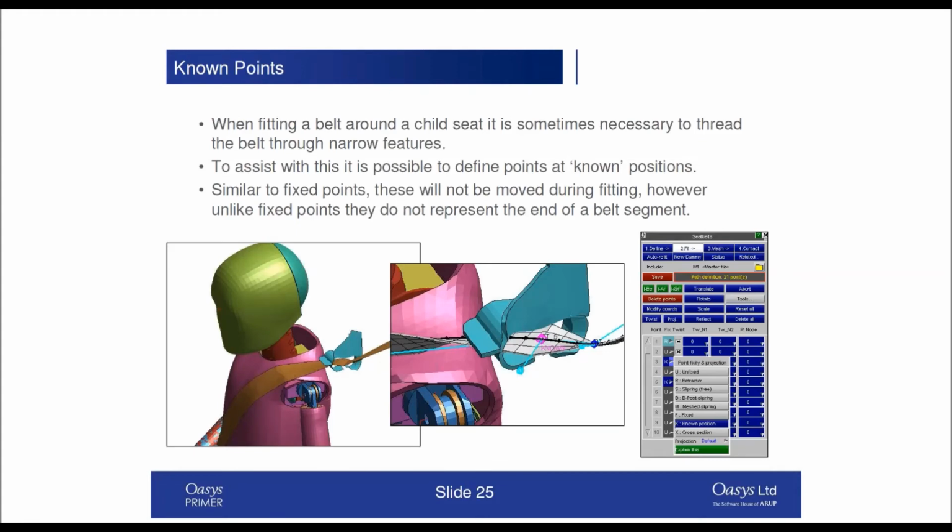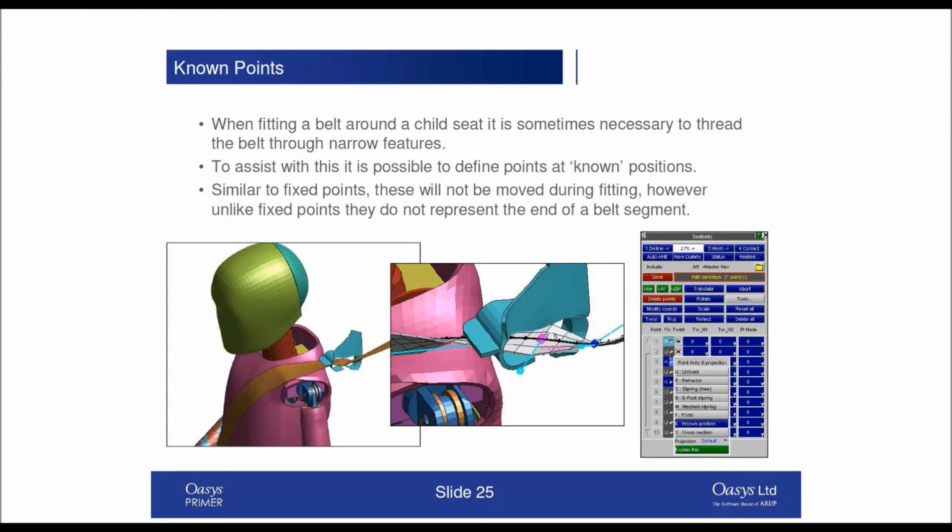So we're now moving out of the fitting options menu and looking at another tool available to us when we're fitting child seatbelts. And this is known points. So known points, known positions. There are points on our seatbelt that are not going to move when we do the seatbelt fit process. So when we press fit and it gets pulled tight, the other points can move around and slide on our occupant. These known points, they're fixed in space.